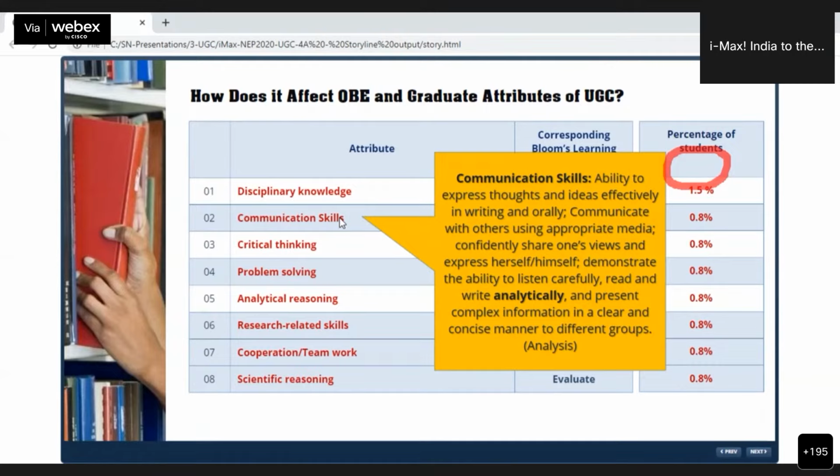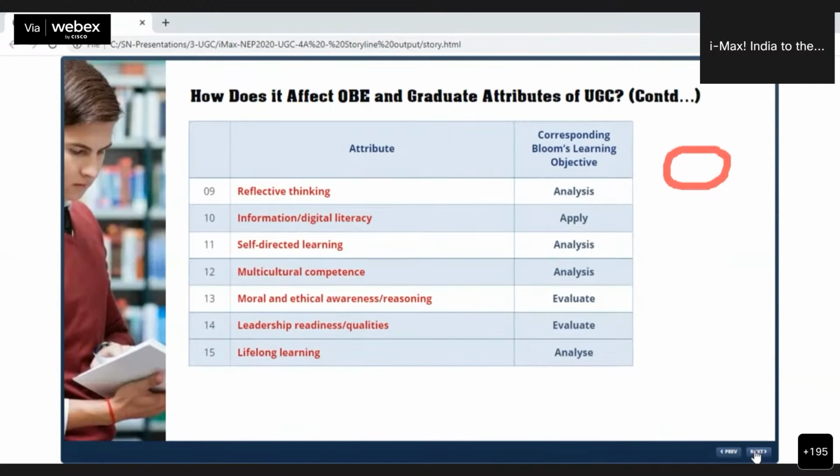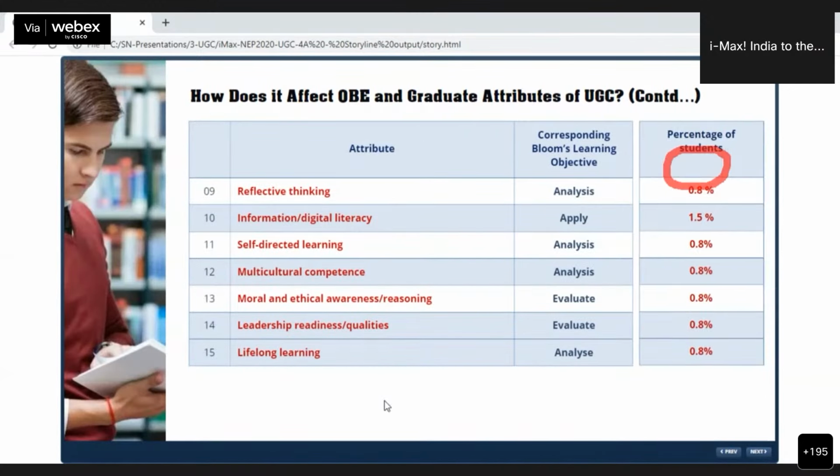Communication skill is the ability to express thoughts and ideas effectively in writing and orally, communicate with others using appropriate media, and read and write analytically. So when the question comes, the corresponding Bloom's objective is analysis, and only 0.8% reach it. So in a nutshell, these abilities on Bloom's taxonomy have a direct impact on the graduate attributes of an institution.